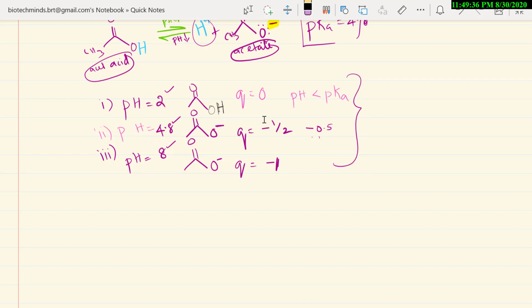Now what does this imply? Under this condition, it will not give you the buffering action. It's at pH equal to 4.8 that acetic acid will perform its buffer action. Something like histidine also: for histidine, I told you its buffer action is around pH 6.8, and for blood the pH is 7.4, and it closely resembles.